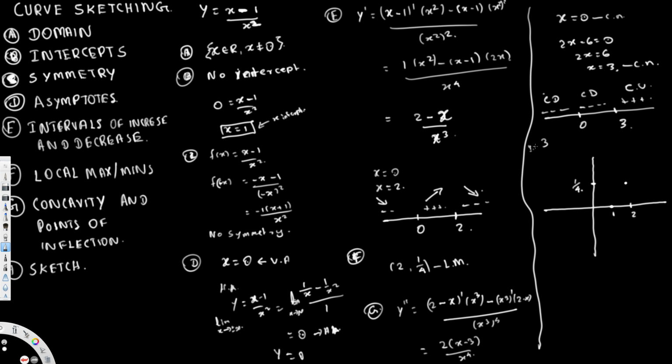The inflection point is at 3, and I have to find the value at 3. Let's see. If I plug in this value, 3 minus 1 is going to be 2, 2 over 3 squared is 9, so 2 over 9. So 2 over 9 is going to be my y value at 3. Let's plot this value right here. Let's say this is 3, and at 2 over 9 we are going to have an inflection point. After that it's going to be concaving up.